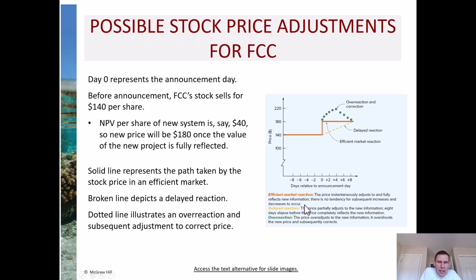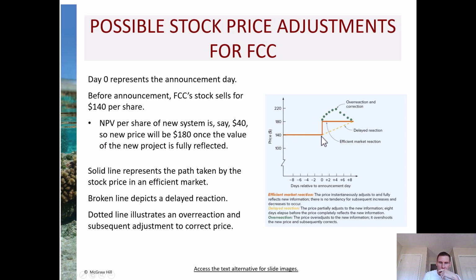So day zero represents the announcement day. Before the announcement, the stock was selling for $140 a share. So the net present value per share of the new system is, say, 40 bucks. So the new price will be 180 once the value of the new project is fully reflected. The solid line you see over here represents the path taken by the stock price in an efficient market.